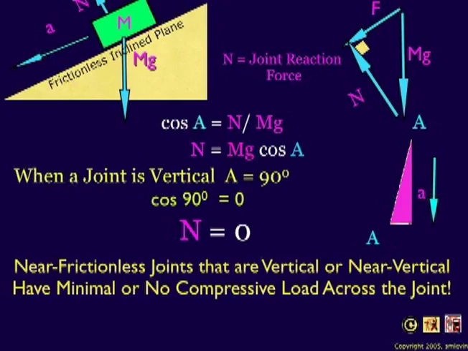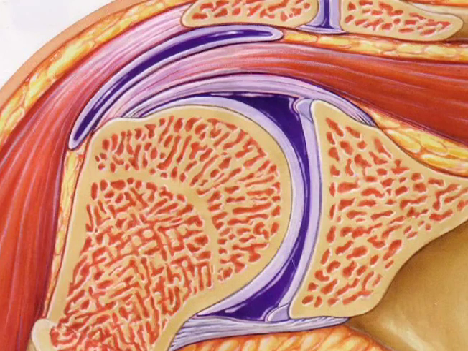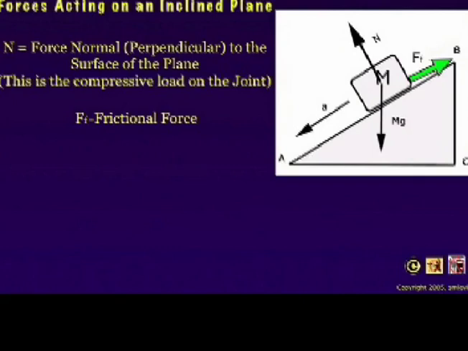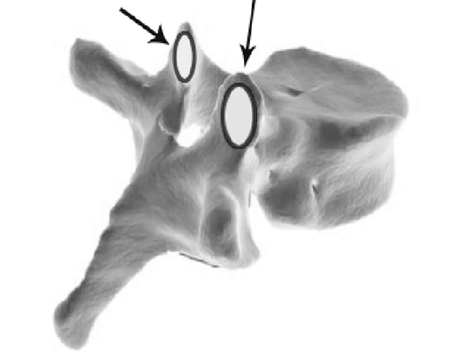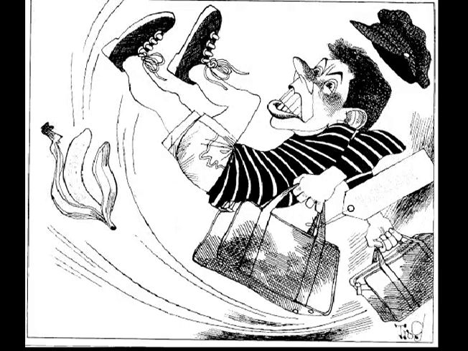Under these circumstances, the only forces compressing the joint would be muscles crossing the joint at right angles to the surface of the joint. These can never be great enough to create a frictional force F that would counteract the force of gravity. The bones would then slide past one another like a clown slipping on a banana peel.